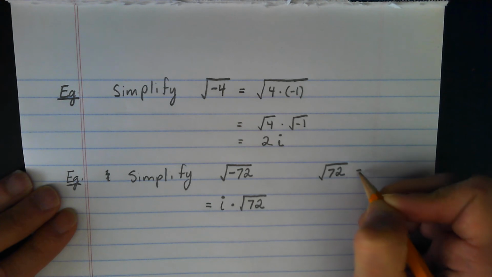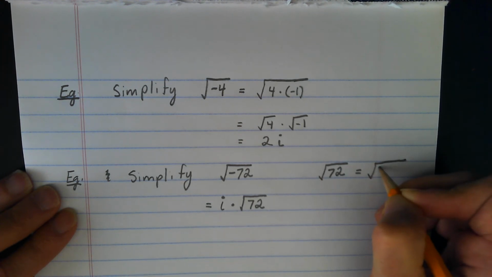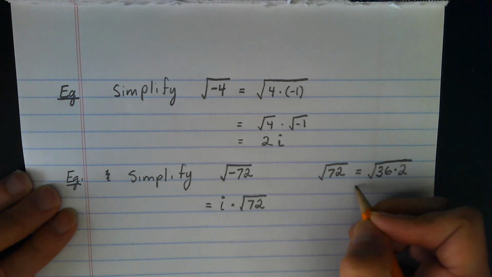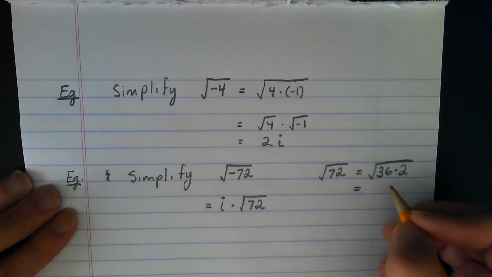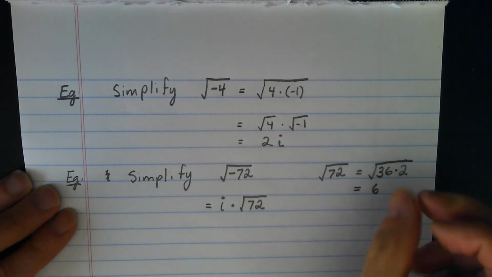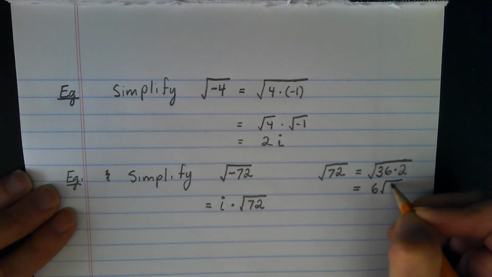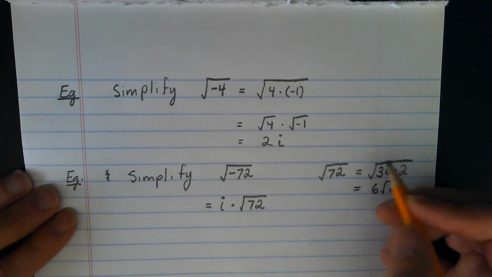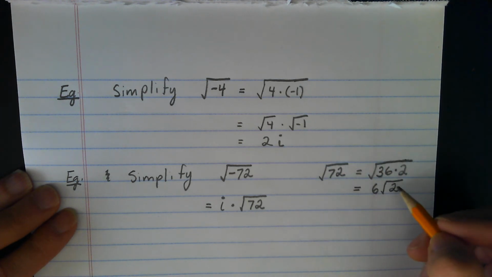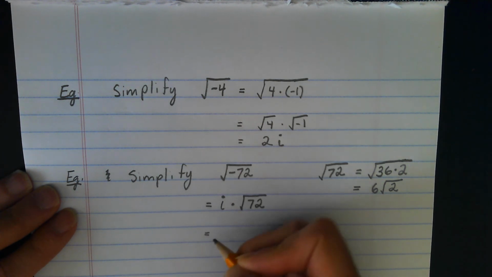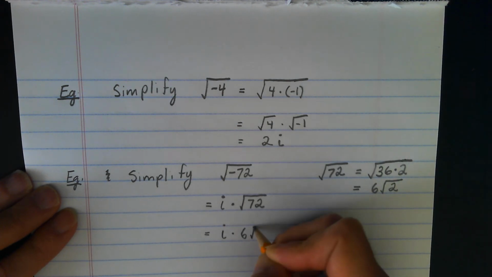Hopefully you can see that this is equal to the square root of 36 times 2. And then from here, the square root of 36 is 6. Remember, we can break that into 2 separate radicals, but I think we're probably a bit beyond that at this point. We can streamline our steps a bit here. So the square root of 72 is equal to 6 root 2. And all together, we get i times 6 root 2.